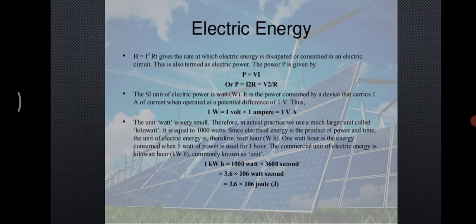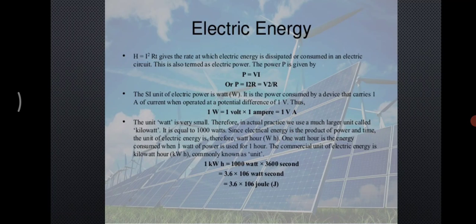The SI unit of electrical power is the watt, and it is the power consumption of a device that carries 1 ampere of current when operated on a potential difference of 1 volt. Voltage times current means 1 volt times 1 ampere. This will give you 1 watt.